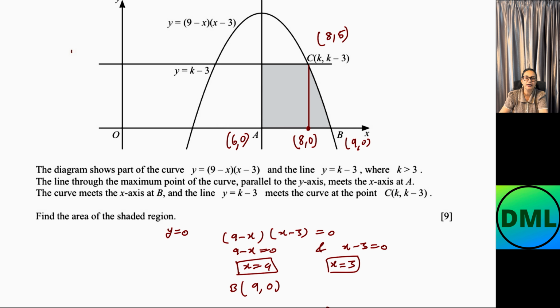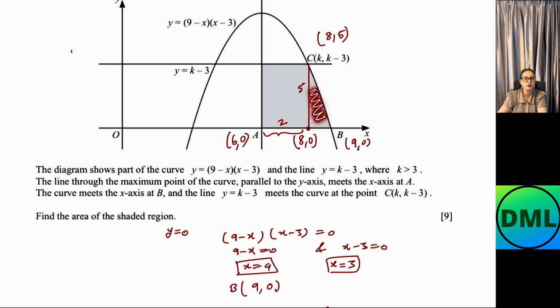The area of the rectangle is length times breadth. What is the breadth here? Breadth is 8 minus 6, which is 2. Length is the y coordinate. My y coordinate is 5. So this is 5. Area of the rectangle is 2 times 5, which is 10. I need to get the shaded area, this part.